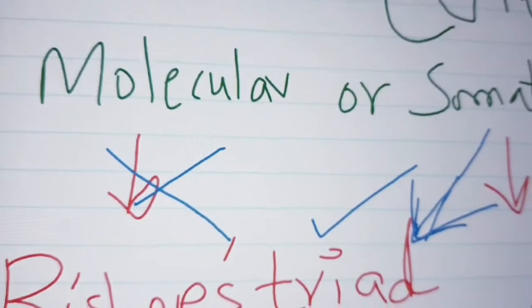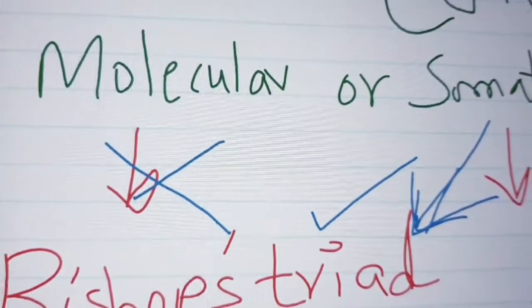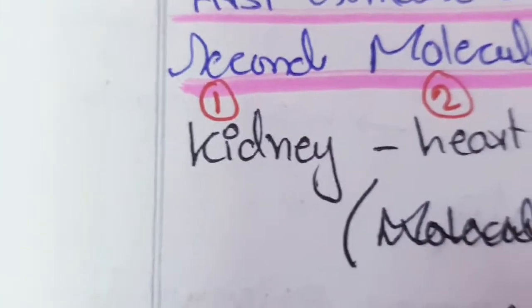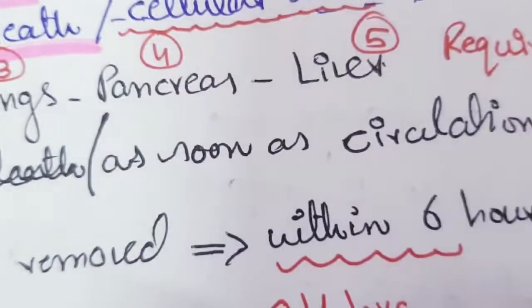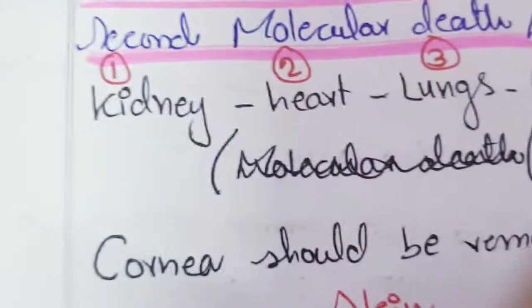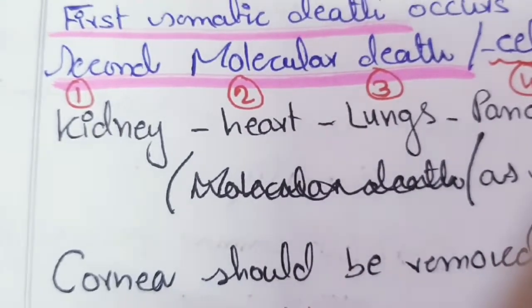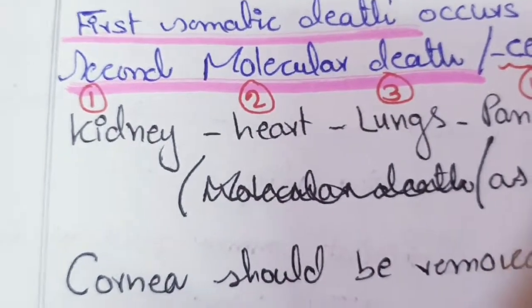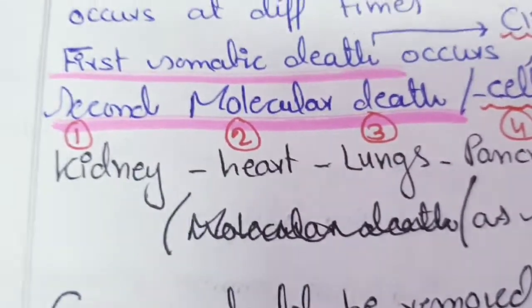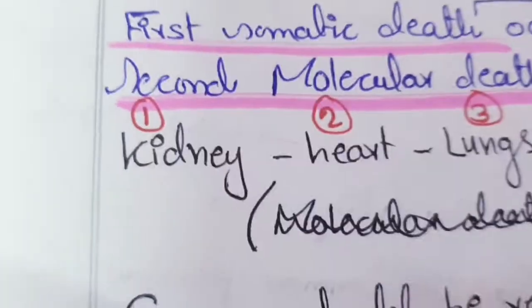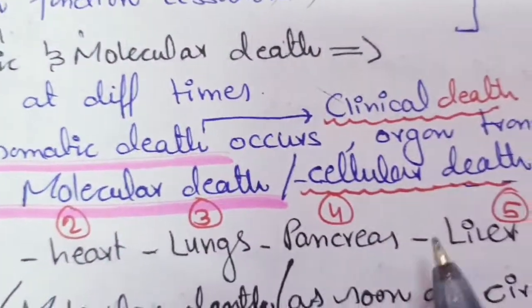There are some organs that require immediate transplantation. Let's have a look. Here you can see kidney, heart, lungs, pancreas, and liver. These require immediate transplant after determining the clinical death. There are other organs which have specific timings. Let me tell you again that these five organs should be transplanted as soon as the circulation stops.